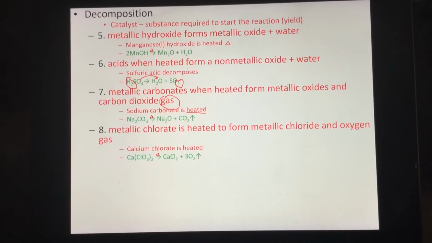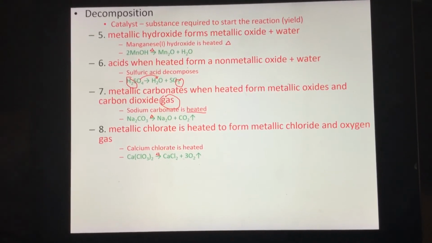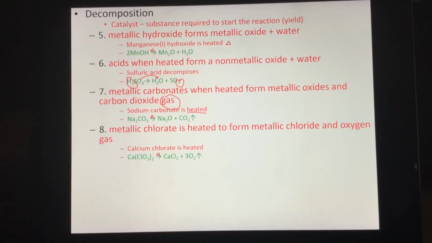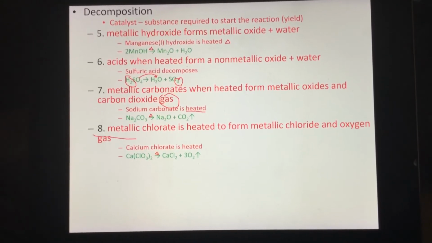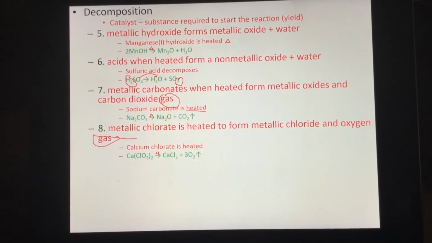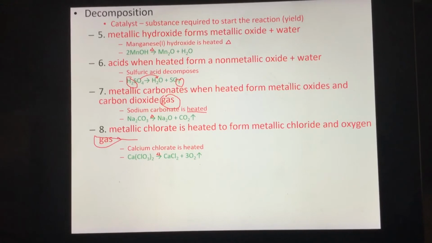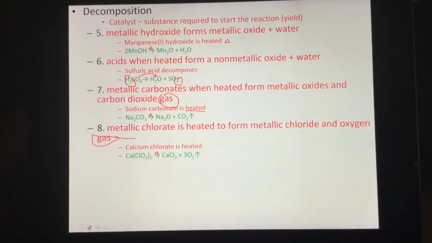And then in this case, we do need to balance it. Our calciums and chlorines are already balanced, but since we have 6 oxygens on the reactant side, we need to put a 3 here to make 6 oxygens on the product side. And again, here's an up arrow just to show you that oxygen's a gas, but you don't have to worry about that unless it tells you to include the up arrows.